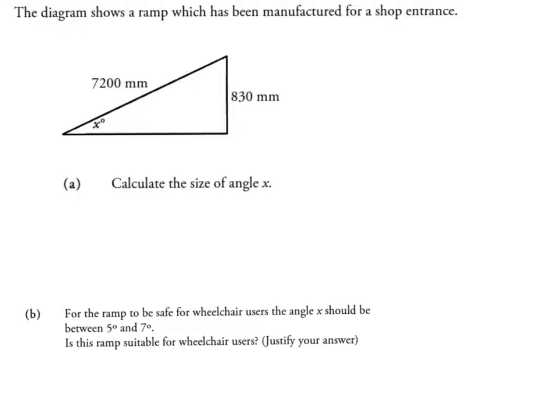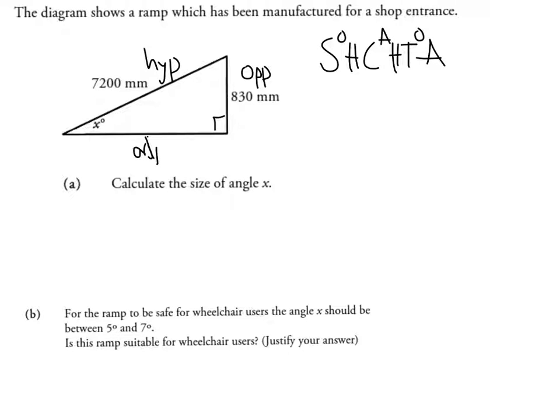Here's the fifth and final question of this assessment. It's a trig question, so the first thing I do is label my triangle. I've got opposite, hypotenuse, the longest side, and then the adjacent. I then write out SOHCAHTOA. I then tick the sides I know about, which are the opposite and the hypotenuse.